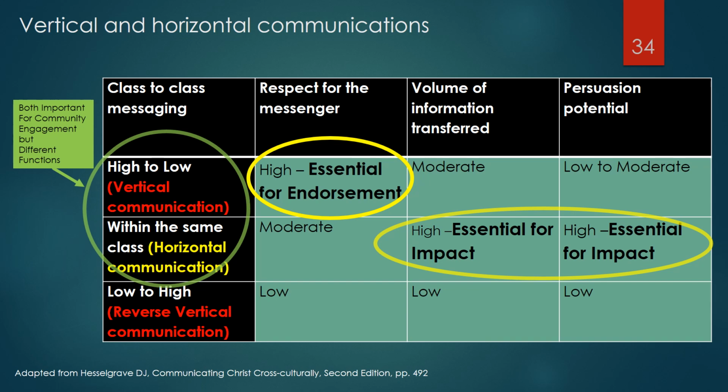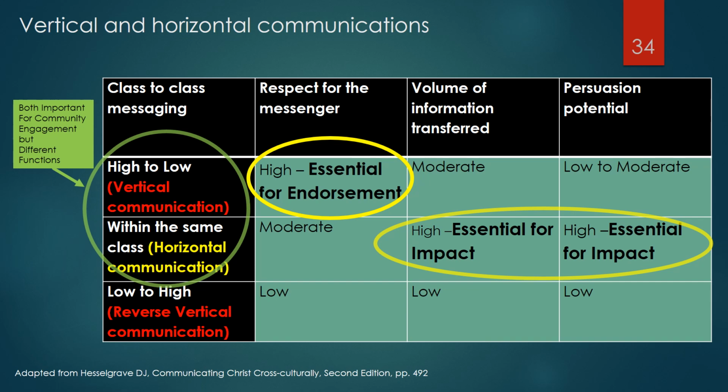Low to higher class communication, we'll call reverse vertical communication, is generally poor, associated with low prestige, message volume, and persuasion. Horizontal communication is generally associated with moderate prestige, but high message volume and persuasion. Horizontal communicators, representing the upper status of their class, live in their community and class, enhancing message volume and persuasion.